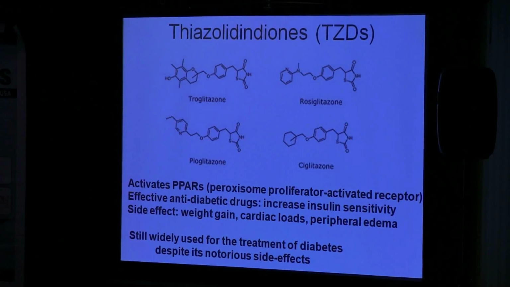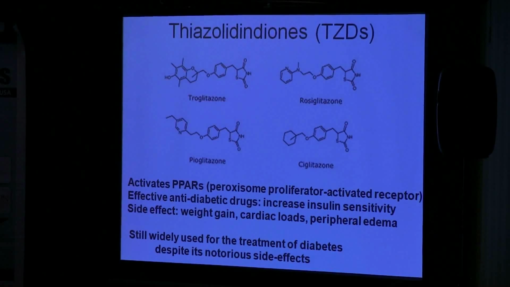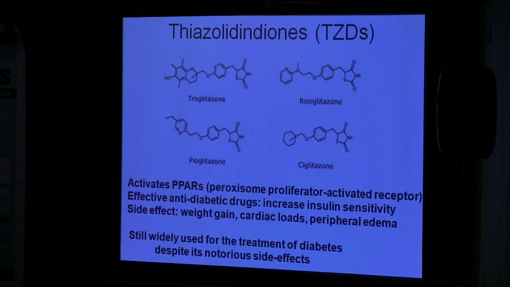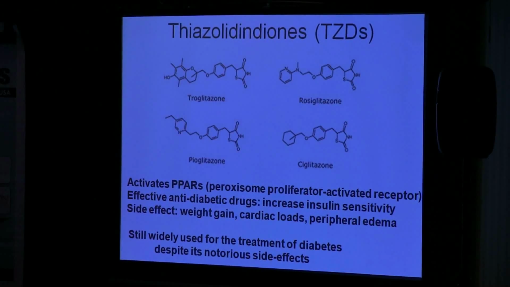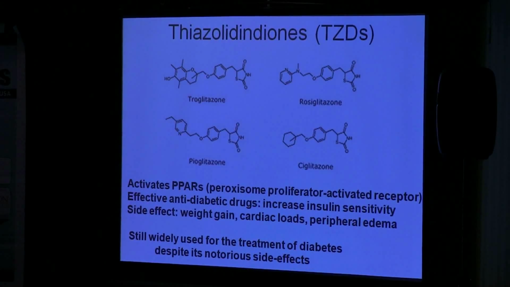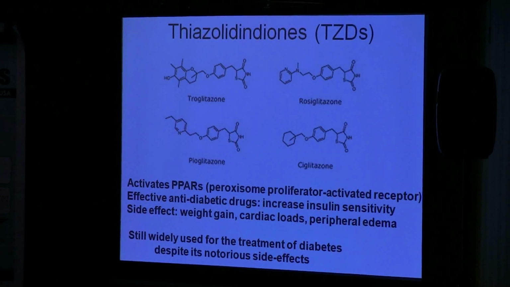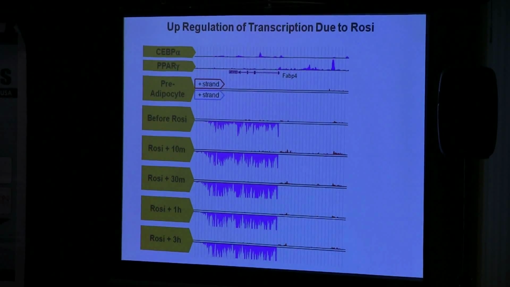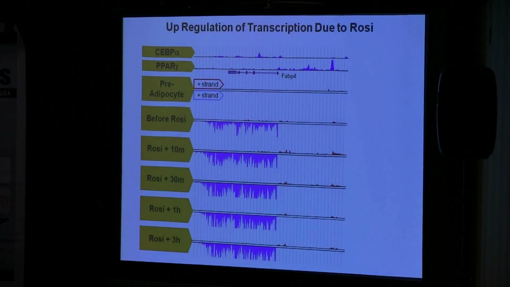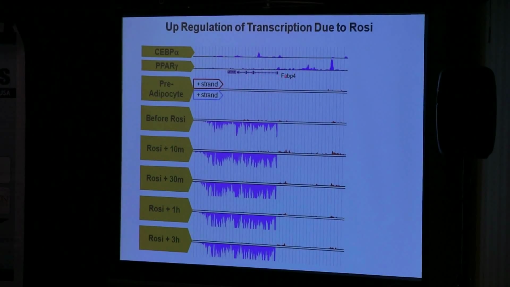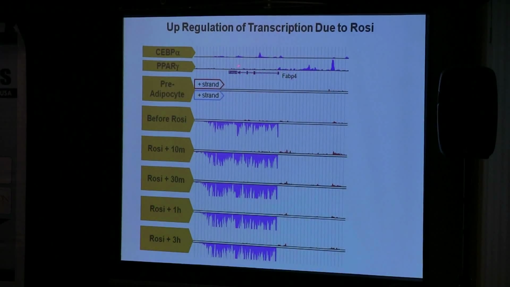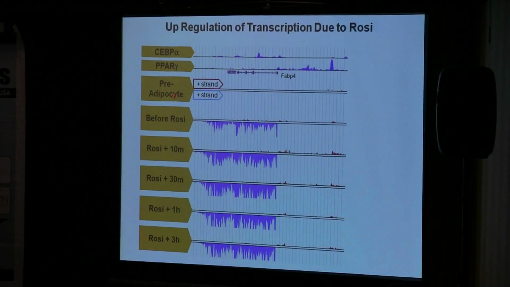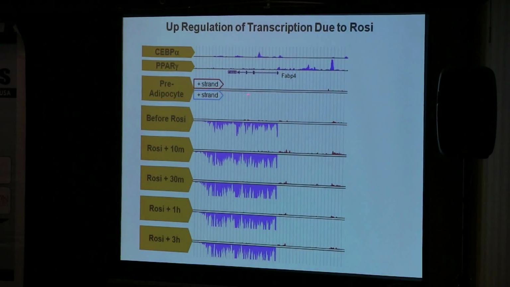One of the well-known mechanisms, actually it's just one mechanism known here, is PPARγ. TZD works as an external ligand of PPARγ and activates PPARγ. This is the only well-known mechanism related to this drug. Okay, so this shows how TZD regulates gene level, transcription level especially. This is the gene locus of FABP4, which is a well-known marker for fat cells. In the pre-adipocyte, before fat differentiation, there's no transcript at all.